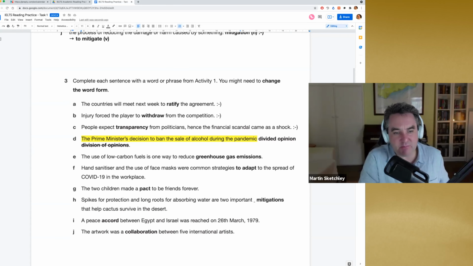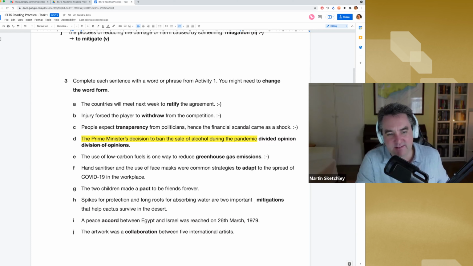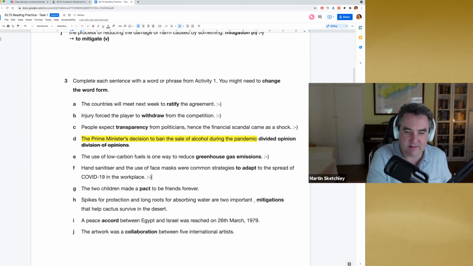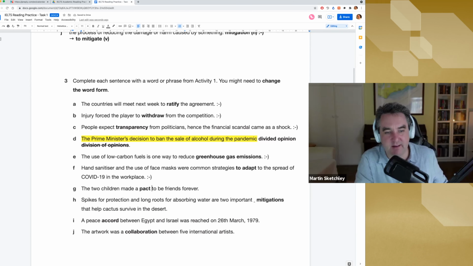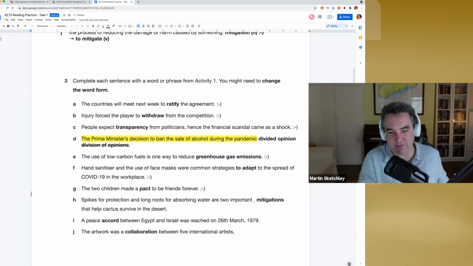Moving on, the use of low carbon fuels is one way to reduce greenhouse gas emissions. And again, I agree with that. Hand sanitizer and the use of face masks were common strategies to adapt to the spread of COVID-19 in the workplace. Yep, I agree. That makes sense. The two children made a pact to be friends forever. Yeah, that's good.